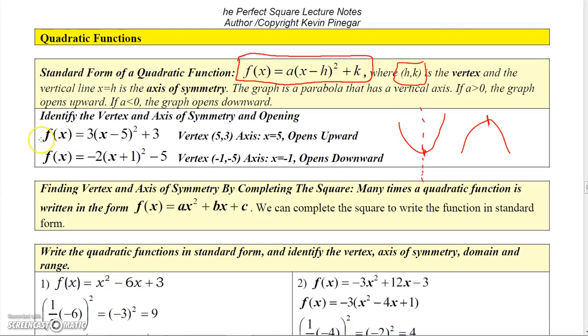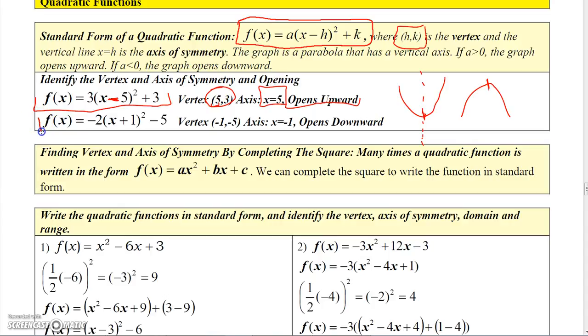So let's look at a couple of quadratic functions in standard form. Here you can see that 3 is the a term. Since it's positive, I know this one opens upward. For the h value, you take the opposite of this sign. So if this sign is minus, you take the opposite, which is 5. And for the k, you take the same sign. This all has to do with how the formula is written. So it's plus 3, so k would be 3. So this parabola has a vertex at (5, 3). And the axis is the vertical line that goes through x = 5.